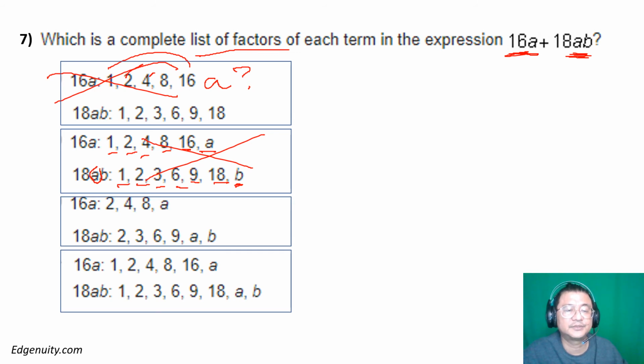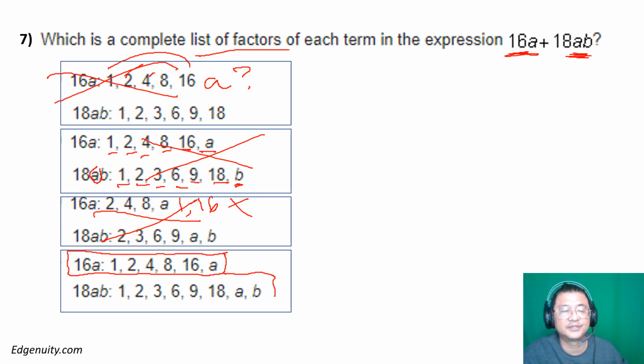Okay, 2 times 8 is 16, 4 times 4, yes. How about 1 times 16 was not listed? 1 times 16. So not you. So this is a complete one because it has all the factors. This includes the A and the B as well. So this is our answer.